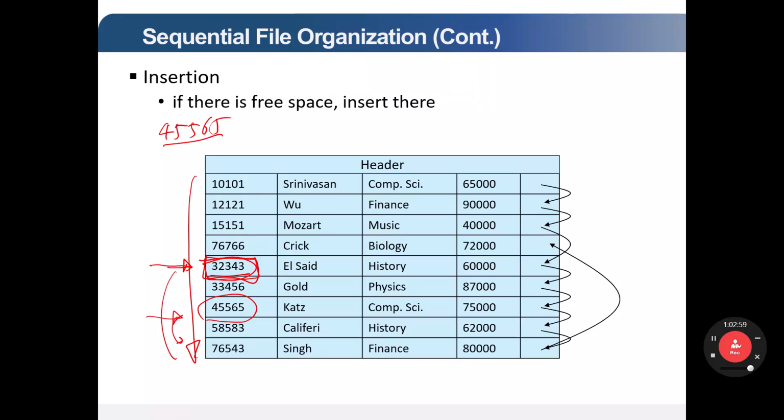Any other question? In a sequential file, we access each record sequentially. In a heap file, we can't access it sequentially. In a heap file, can you access records sequentially? What do you mean by that?